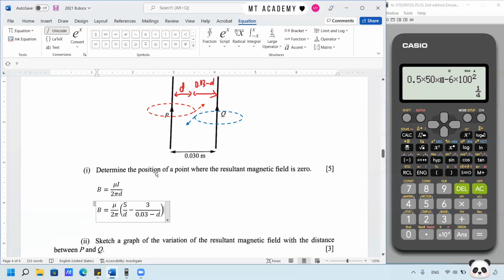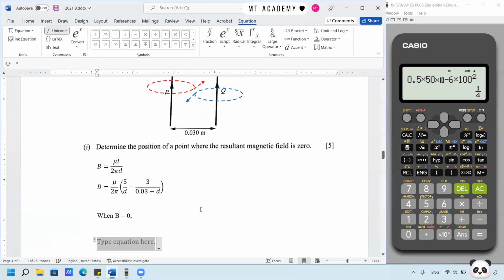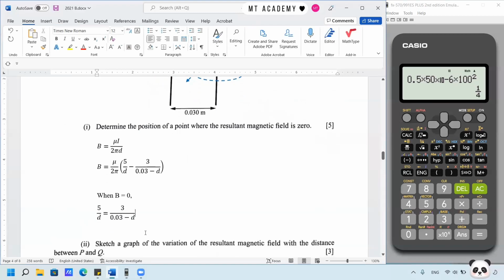So now we're going to determine the position of a point where the resultant magnetic field is 0. So it means that when B is 0, this would be the next step. So when B equals 0, what we can expect is that 5 over D is equal to 3 over 0.03 minus D. So this is where B will be equal to 0. Now you just solve it in a mathematical way. I think you can do it on your own.